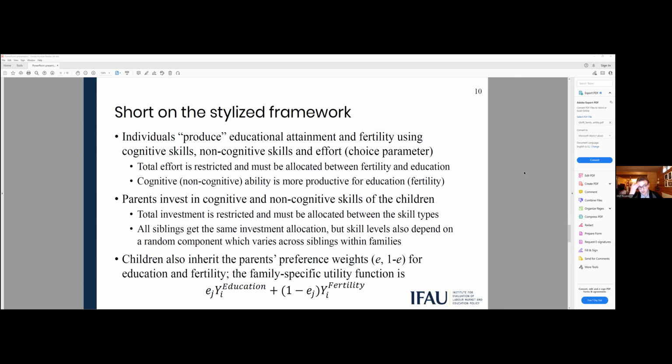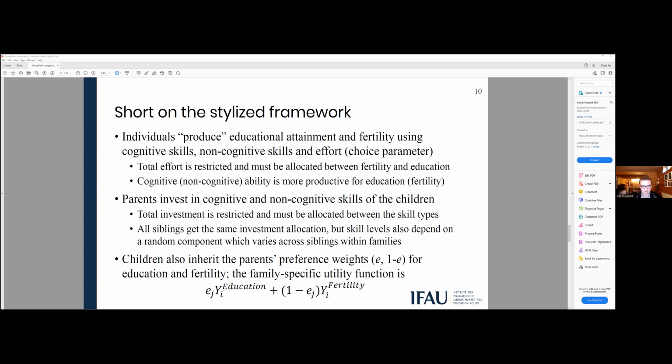So we have individuals here that produce educational attainment and fertility using cognitive skills, non-cognitive skills, and effort, which is going to be a choice parameter here. And total effort is restricted and must be allocated between fertility and education. And we also assume here that cognitive ability is more productive for education than for fertility. And that's also consistent with some of the results that we have in the paper. So that's for the children.